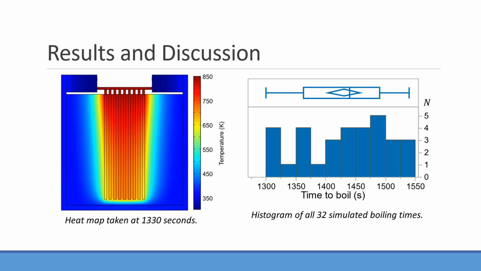So once we created the models, we ran the simulations and collected data every 10 seconds. On the left, you can see a heat map that shows the temperature distribution throughout the system at a given point in time. On the right, you can see a histogram that shows a range of boiling times. You'll notice that 4 different models share the fastest time, and 3 models show the slowest time. Between the fastest and the slowest, there is a difference of 4 minutes.